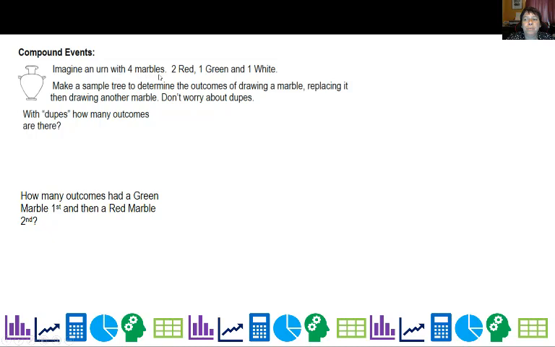So we have an urn with 4 marbles: 2 red, 1 green, and 1 white. We're going to make a tree diagram to determine the outcomes of drawing a marble, replacing it, and then drawing another marble. So notice that I am replacing it here. We're not going to worry about dupes, and I'll show you what I mean by that.